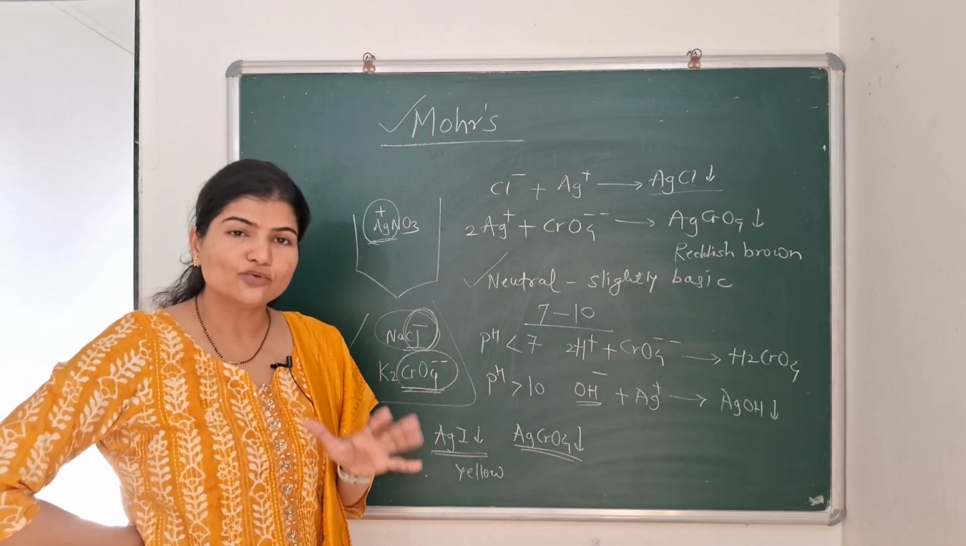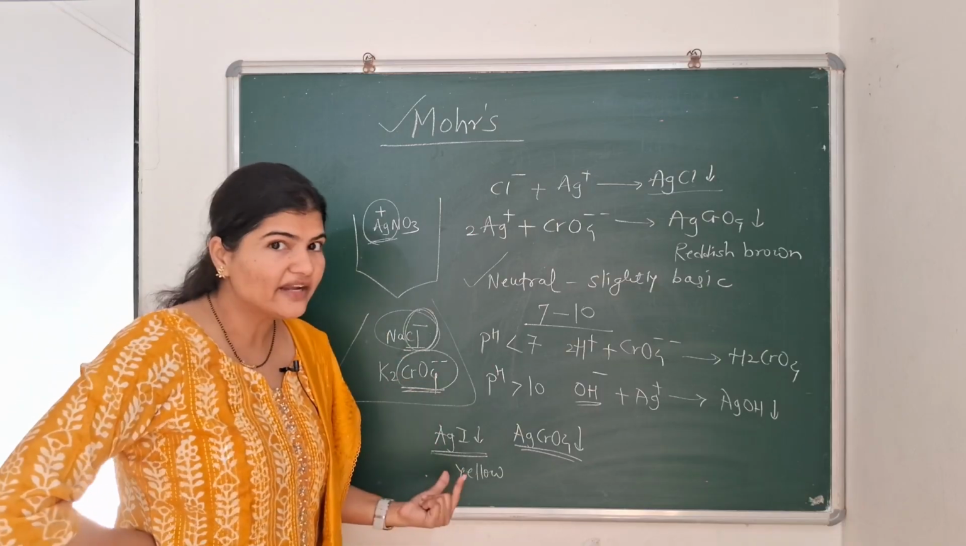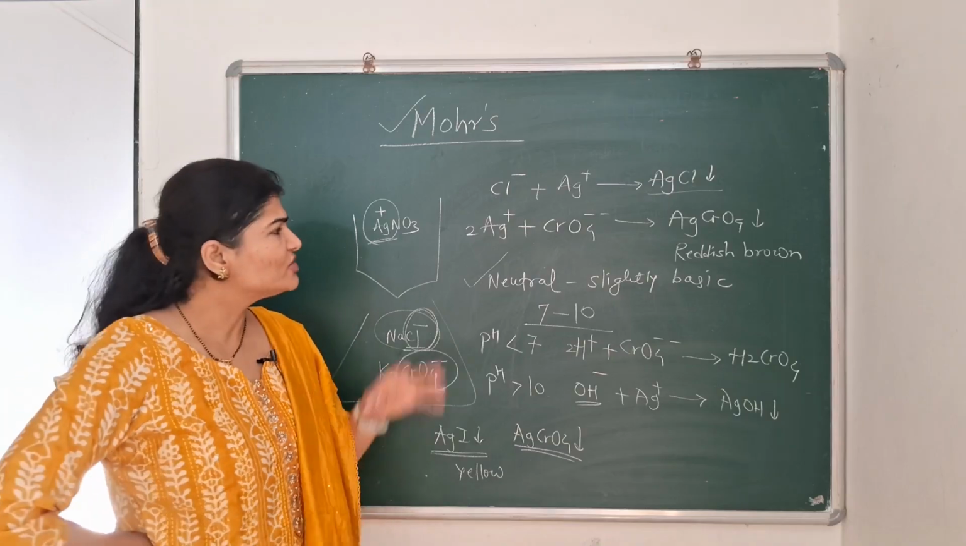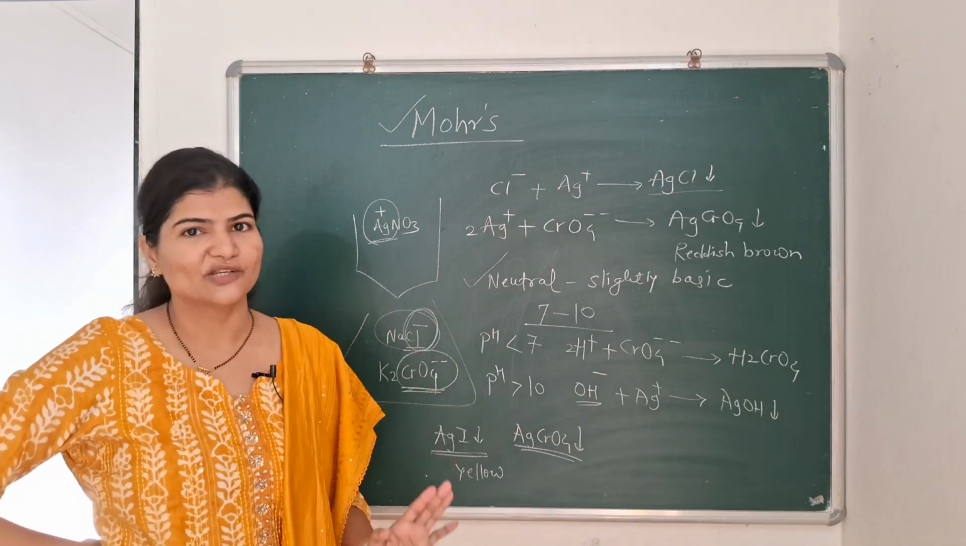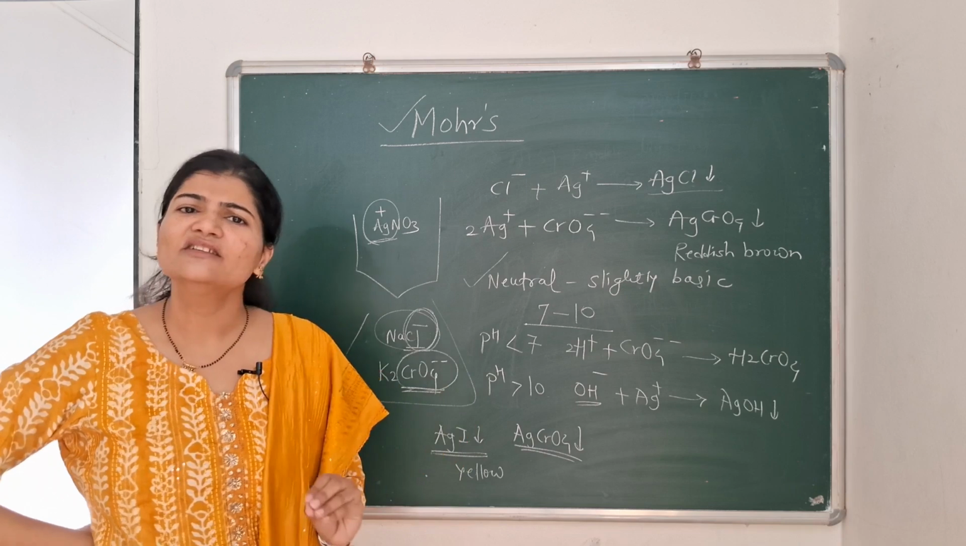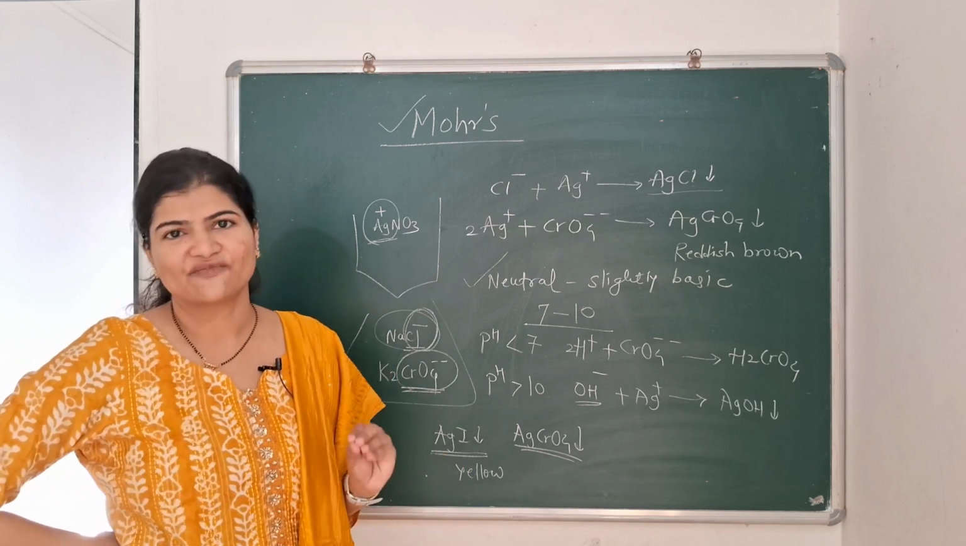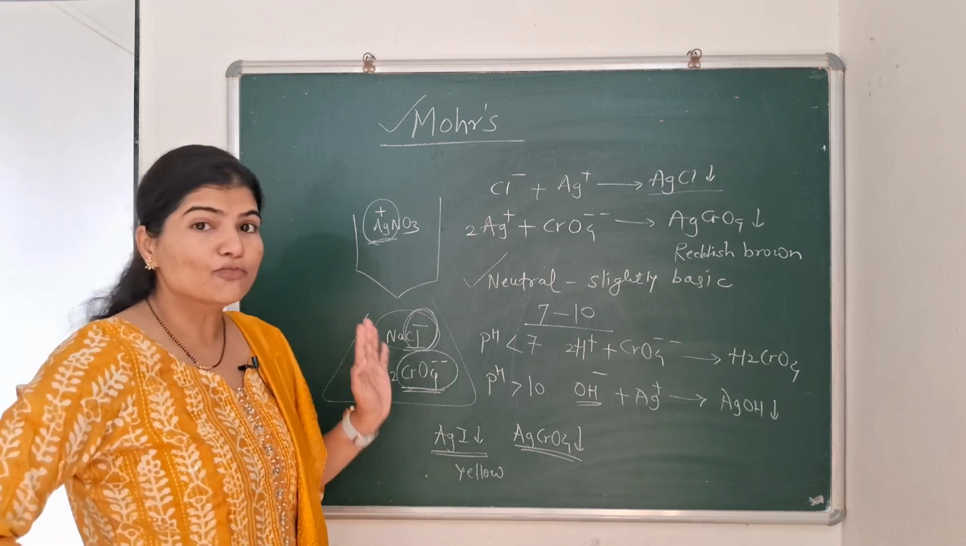So we are going to avoid titrating iodide ions with Mohr's method. For chlorides and bromides, it is a very suitable method. Direct titration, very easy to perform and gives you satisfactory endpoints. So this is the Mohr's method.